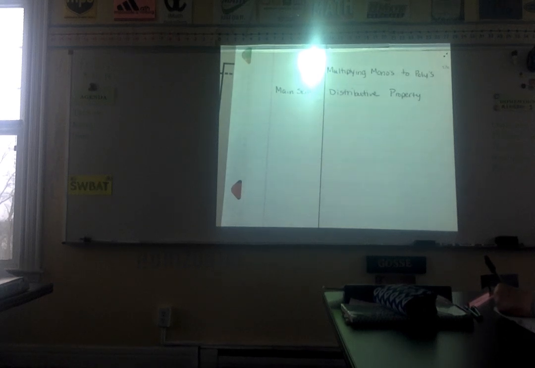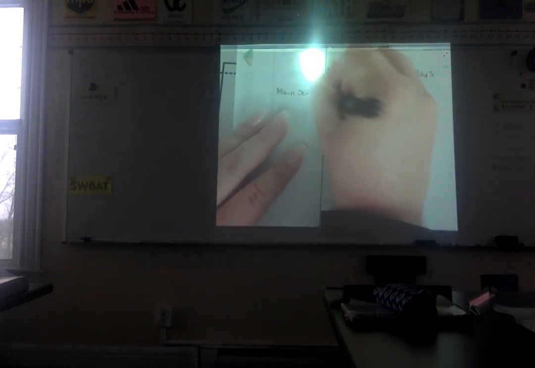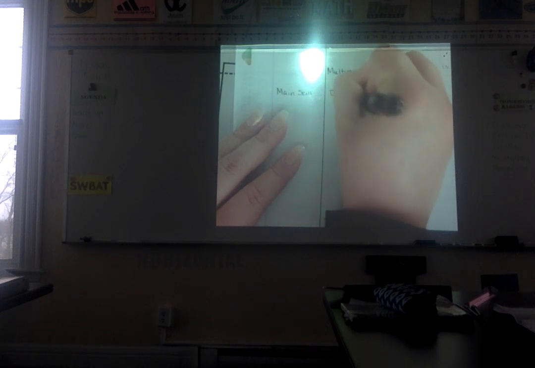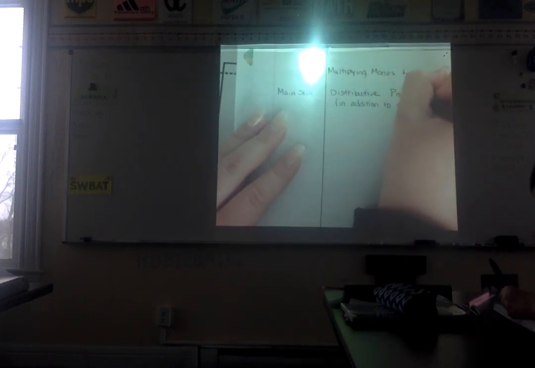But now we're going to be combining it with the laws of exponents. So think attaching it with the product rule, okay? I'm actually going to put that in parentheses. That might be valuable. In addition to the product rule.